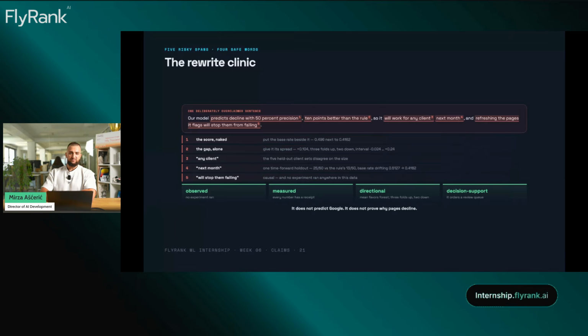The 'we'll stop them from failing' claim means our model causes pages to get better, but we did not do a test to prove that. We just saw what happened.